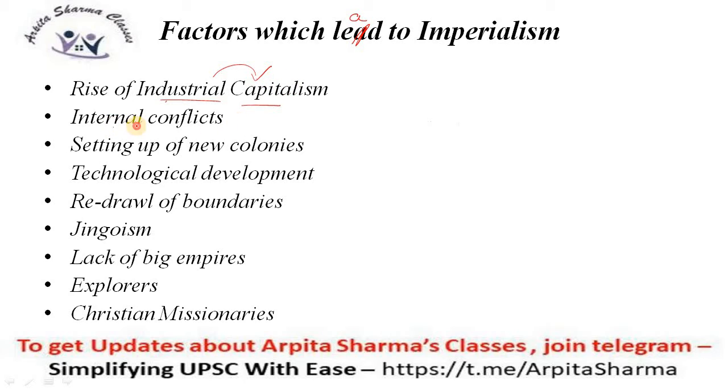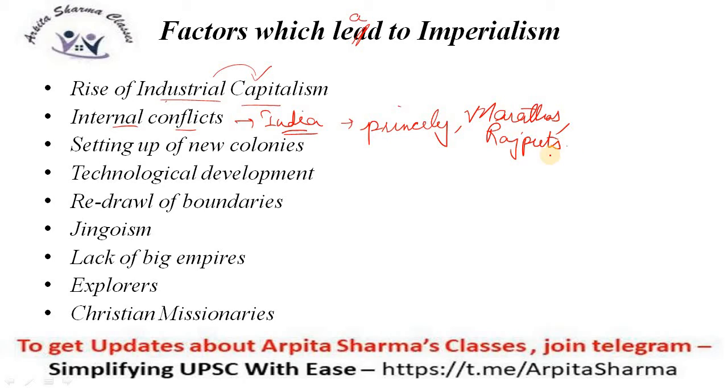Also, internal conflicts in the colonies gave way to imperialism. For example, if we talk about India, the princely states had their own conflicts. Then the various powers like the Marathas and Rajputs had their internal conflicts. So this helped the British to imperialize India, because if a country has internal conflicts, it is not united, and hence it is very easy for any outsider country to imperialize or colonialize such a nation.